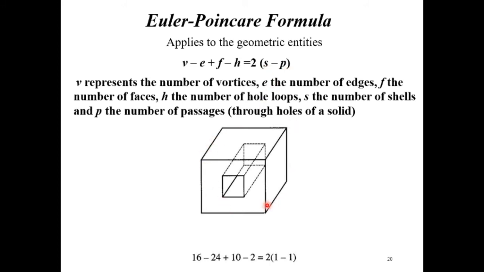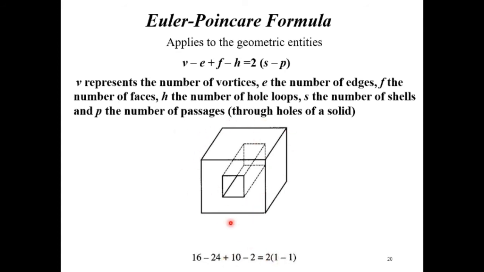So here is an example. It's a 3D model which consists of a hole at the center. This 3D model has 16 vertices, 24 edges, 10 faces, 2 hole loops, 1 shell, and 1 passage. By calculating we can see that LHS equals RHS, left hand side equals right hand side. In this case, 16 minus 24 plus 10 minus 2 is 26 minus 26, which means 0, and 1 minus 1 is 0, and 2 multiplied by 0 is nothing but 0. So 0 equals 0.